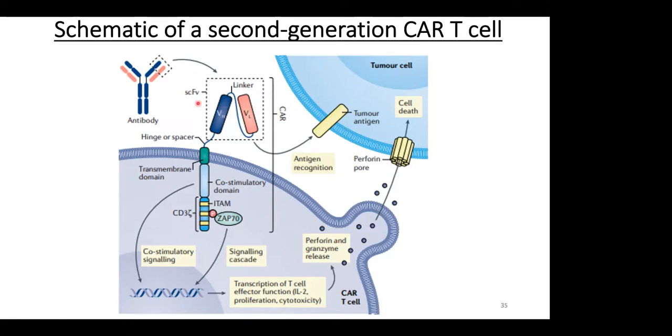Once this binding occurs, there are two signals. There's an intracellular signaling cascade which is activated. The first signal goes from the CD3 zeta via phosphorylation mechanisms. Then you have the co-stimulatory domain giving the second signal. Once this is done, the transcription of T cell effector function happens by release of interleukins. The cell proliferates, and there is also generation of perforins and granzymes. These would cause pores in the tumor cell, resulting in cell lysis.